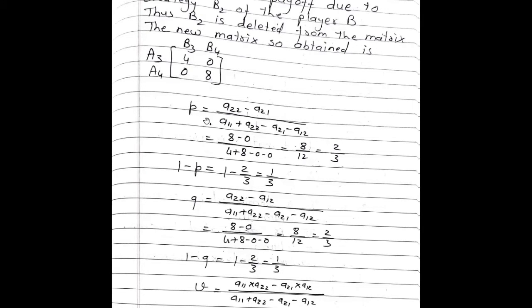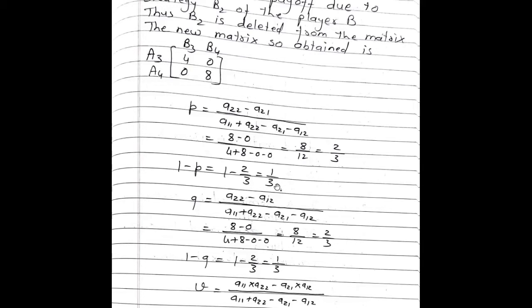Find the value of P as A22 minus A21 divided by A11 plus A22 minus A21 minus A12. So that is equal to 8 minus 0 divided by 4 plus 8 minus 0 minus 0. So it becomes 8 upon 12, which can be written as 2 upon 3. Now if the value of P is 2 upon 3, the value of 1 minus P is nothing but 1 minus 2 by 3, that is equal to 1 by 3.